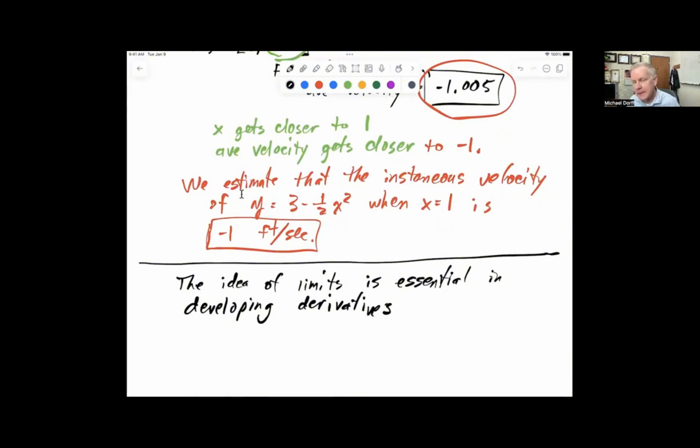So this is going to be almost like a commercial break here. For the next lessons, we're going to talk about limits, so we better understand the idea of limits. And then we're going to use that idea of limits to understand derivatives.